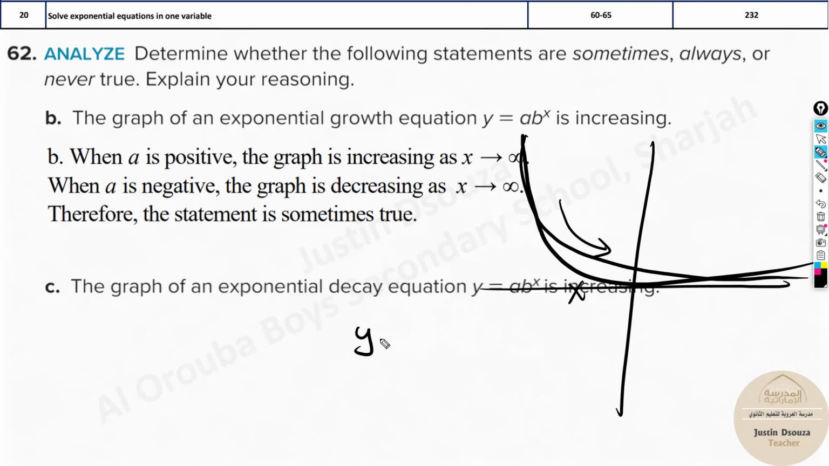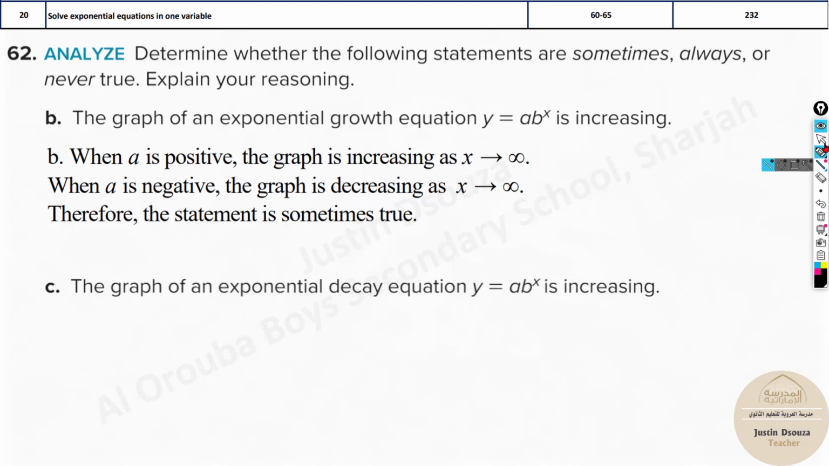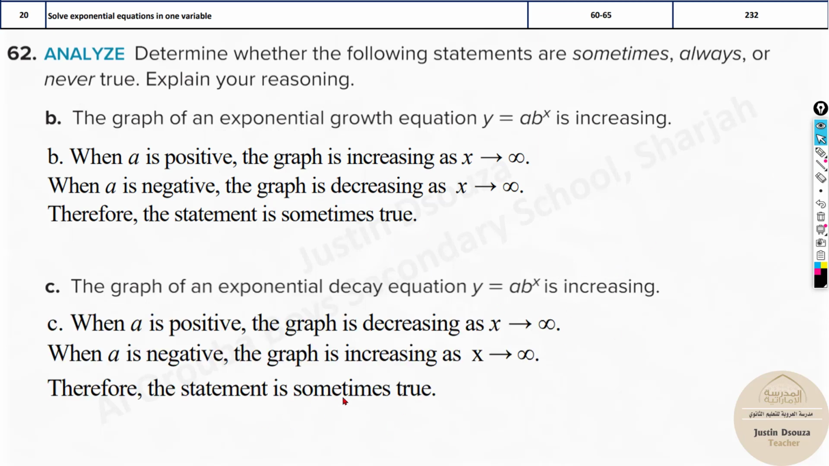But if A value is negative, it's minus 0.5 to the power x, then what happens? It flips. It's like this and it keeps on going. It will keep on increasing. The graph increases. You can try this in Desmos. You can try y is equal to 0.5 to the power x. You know the basic understanding of decay is always downwards, but if you put minus, it will come like this. This is the reason both the problems, sometimes they are true, sometimes they are false. Yes, in certain conditions it will increase, but in certain conditions it will decrease. Even over here, this will be sometimes true.